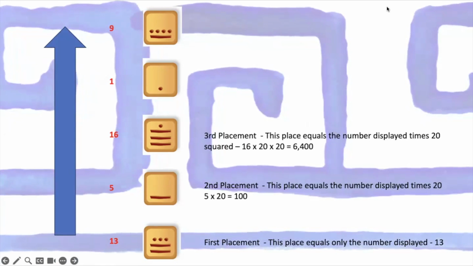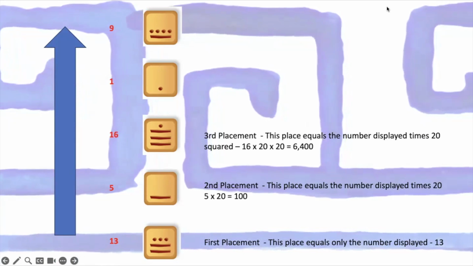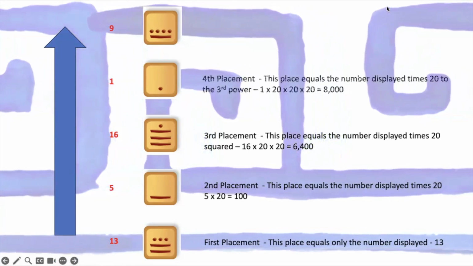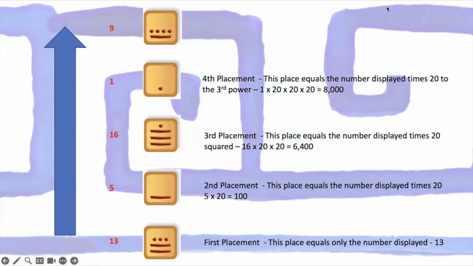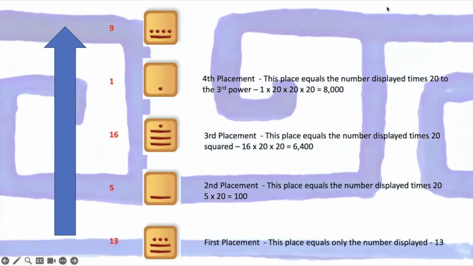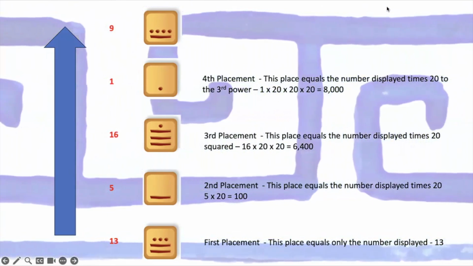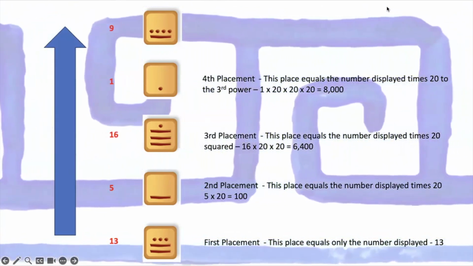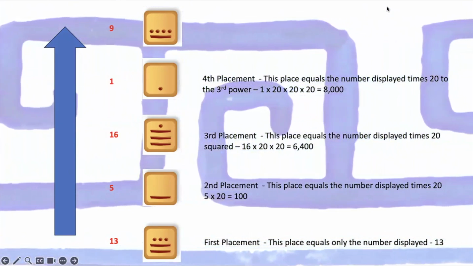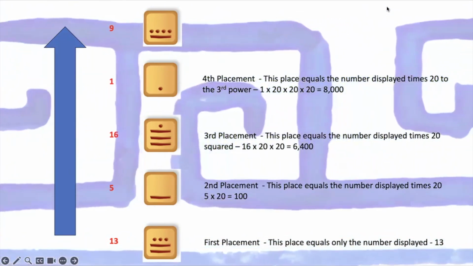The third level equals the number displayed times 20 squared. So in this case, you have 16 times 20 times 20, which equals 6,400. In the fourth level, it equals the number displayed times 20 to the third power. So in this case, it is 1 times 20 times 20 times 20, which equals 8,000.